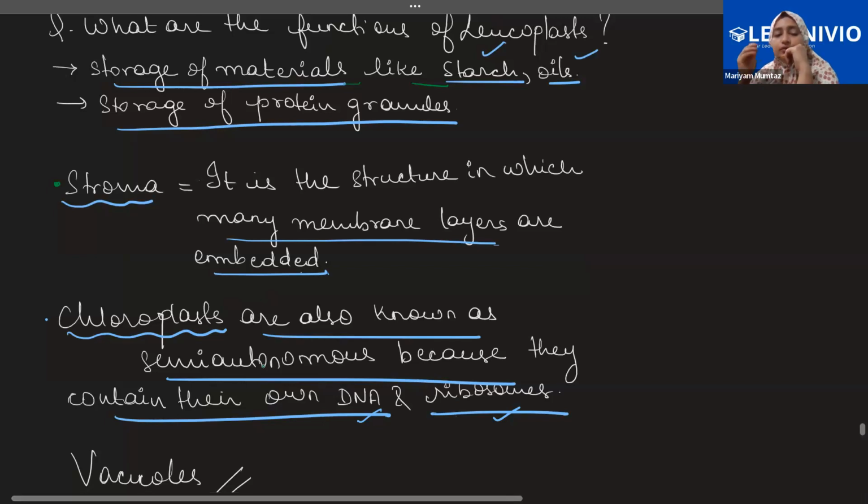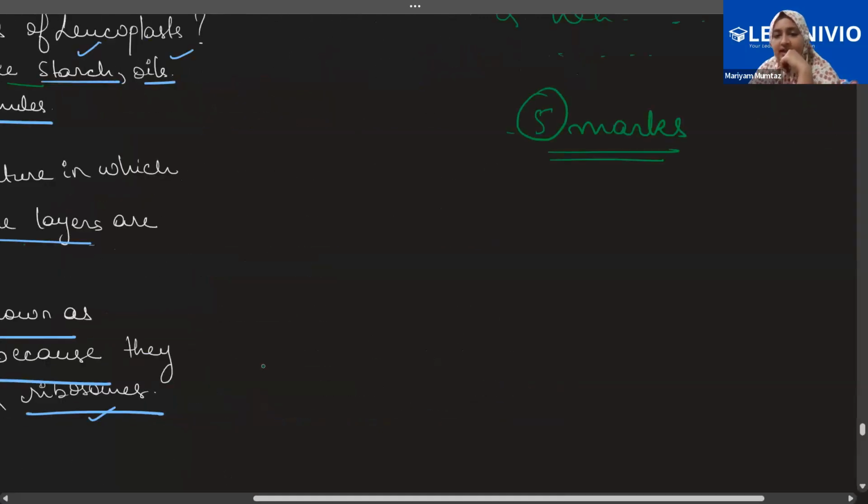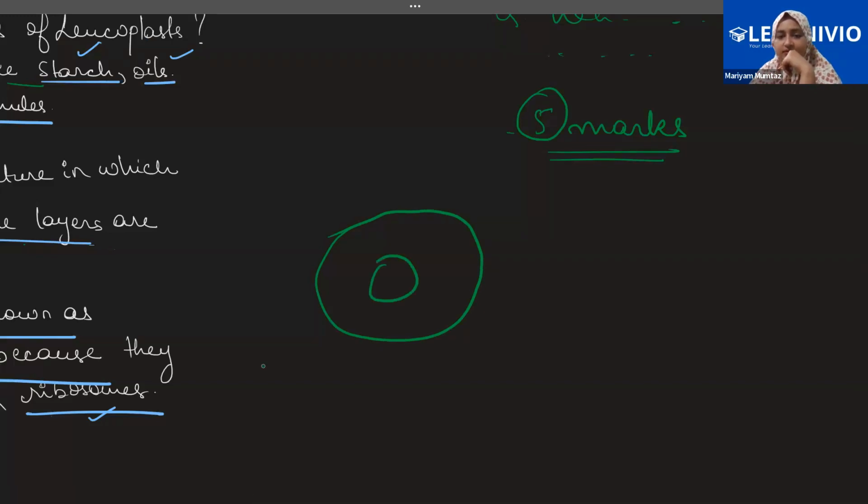Now moving on towards the chloroplast and its structure. Okay, now the chloroplast has inside it the stroma. Stroma is the enclosed space, the structure in which many membrane layers are embedded. For example, just like if this is a cell and this is the nucleus, this part was the cytoplasm, isn't it? So this was the part that was enclosed by the plasma membrane, right?